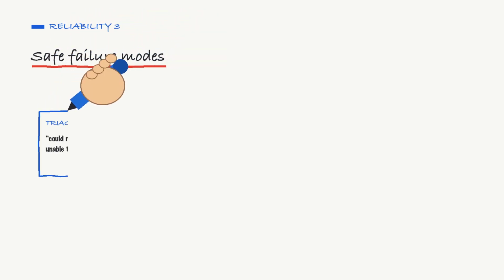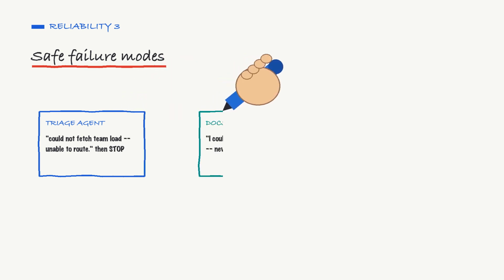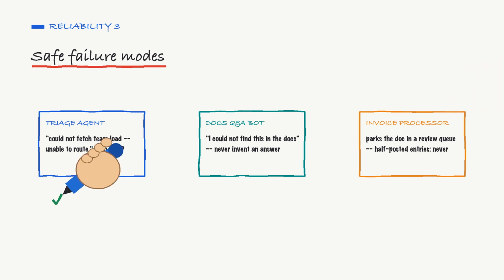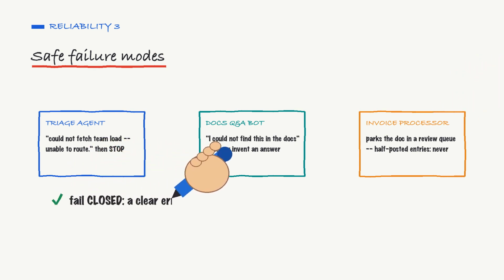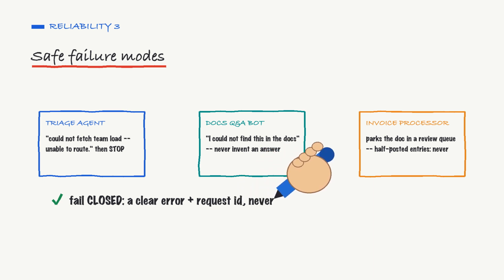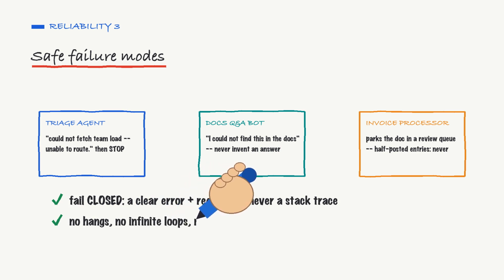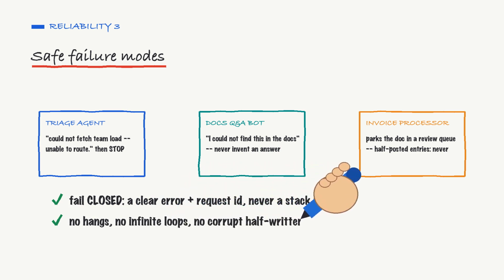Third pillar, what failure looks like. Each of our three agents fails differently, and each must fail safely. The triage agent says, could not fetch team load, unable to route, then it stops. The Q&A bot says, I couldn't find this in the docs, instead of inventing an answer. The invoice processor parks the document in a review queue. A half-posted entry must be impossible.